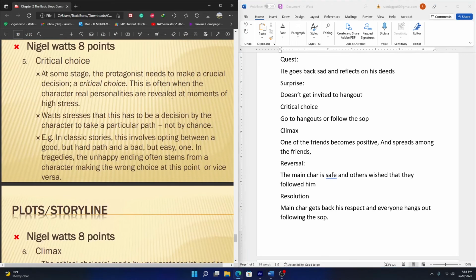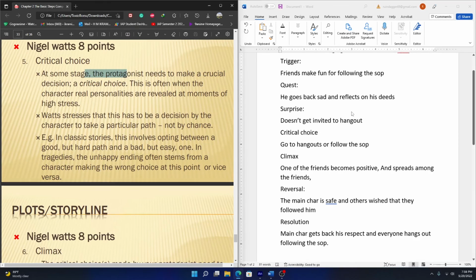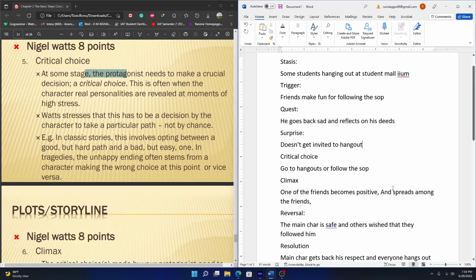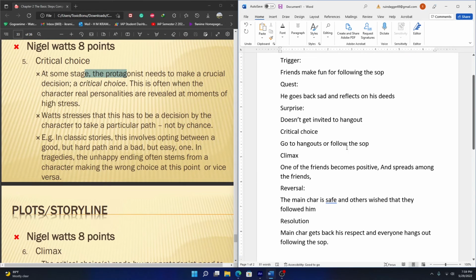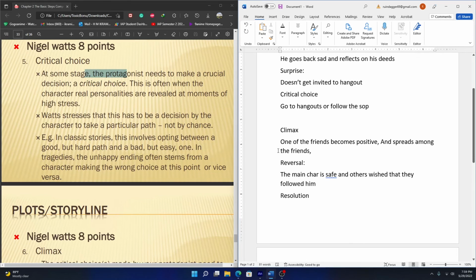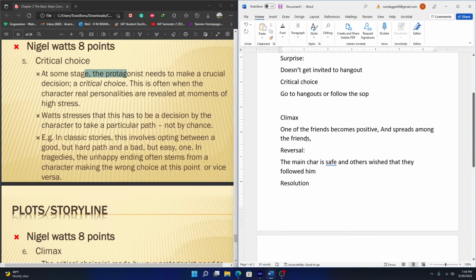Critical choice is something that will dictate the way the story turns. For example, in this situation, this is one of the storylines. If you want to make the storyline a bit negative, in the critical choice you can say he went to the hangouts instead of following the SOP. In that case, the whole storyline will change from here after the critical choice. The climax will be that one of the friends became positive, so he also became positive, and he had to be admitted to the hospital.